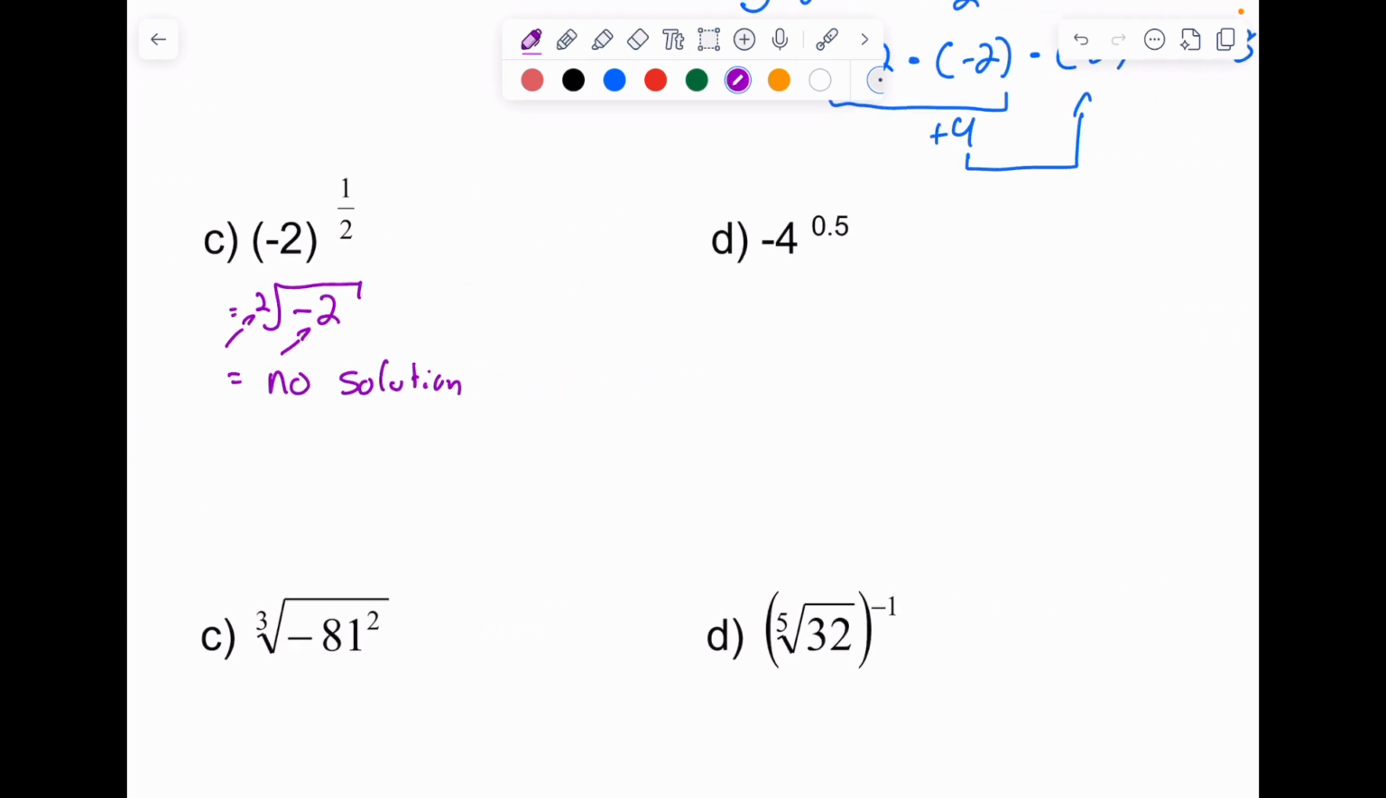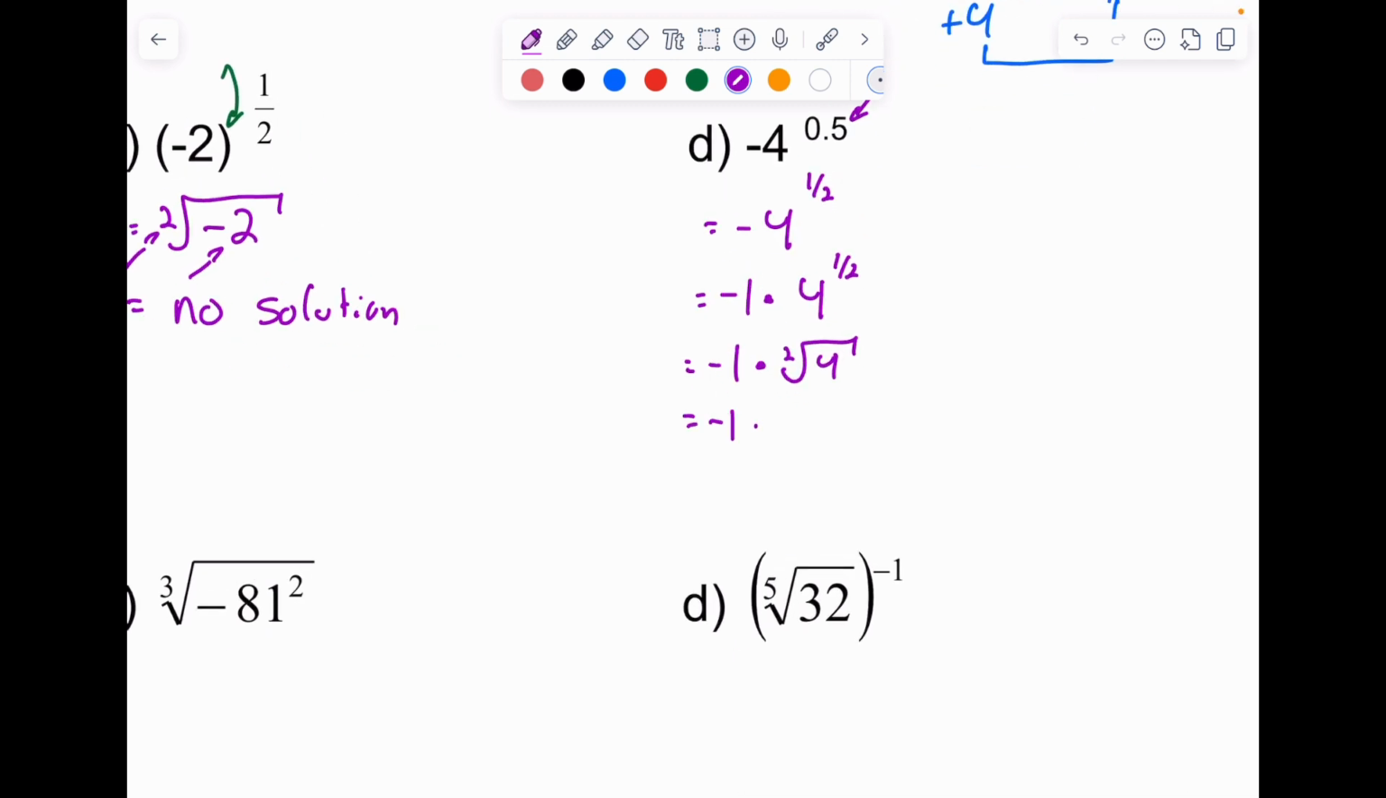D, well, put this in fraction. This is the same thing as me saying -4 to the 1/2. All right, well, you might be thinking, well, this is negative again, and that's even. Can't do this. But no, fundamentally, these are different. Notice brackets, no brackets, okay? So really, this is like me saying -1 times 4 to the 1/2. So that's -1 times the second root of 4, which would be -1 times 2 or -2.